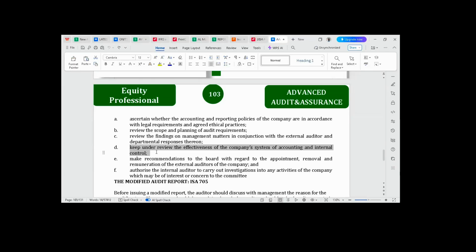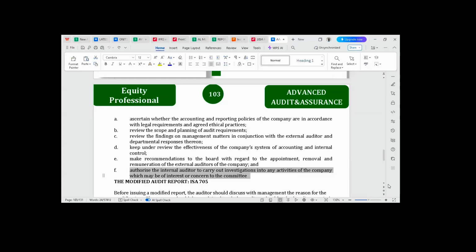The audit committee also keeps under review the effectiveness of the company's system of accounting and internal control, and ensures that we have such a system. They also make recommendations to the board as regards the appointment, removal and remuneration of the external auditor. They are responsible for deciding whether to maintain the external auditors, remove them, or increase the audit fee. They also authorize the internal auditors to carry out investigations into any activities of the company which may be of interest or concern to the committee. If there is a fraud in the organization, they can ask the internal auditor to carry out an investigation into that fraud.